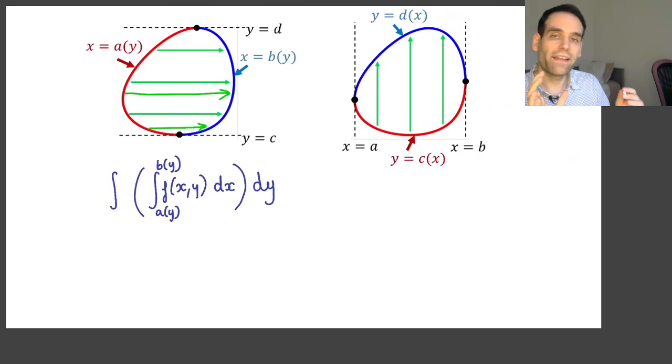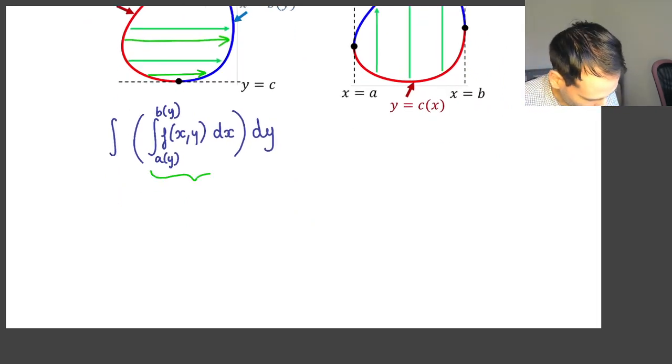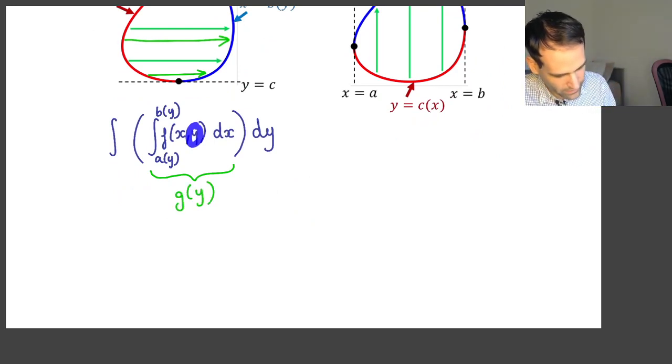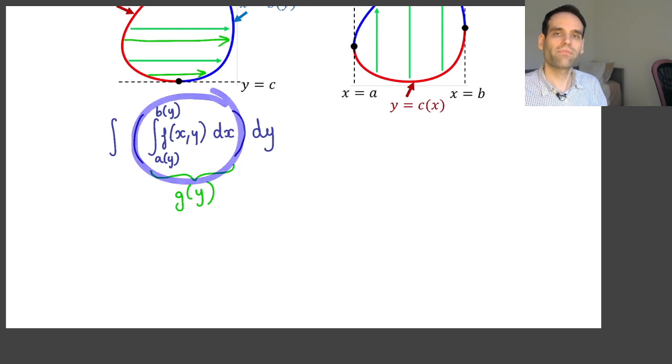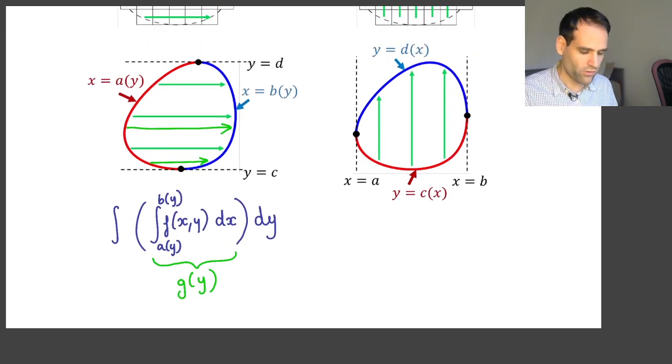And once you have done this inner integration, the result of this integral is a function of y, right? Not only because there is a y inside of the integrand, but also because there is a y in the limits. So everything will depend on y. Okay, so this will be a function of y. So now this function of y, you can integrate it.